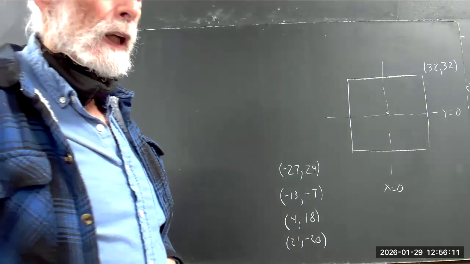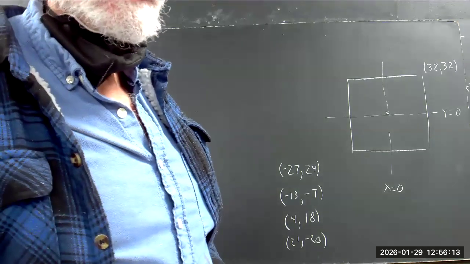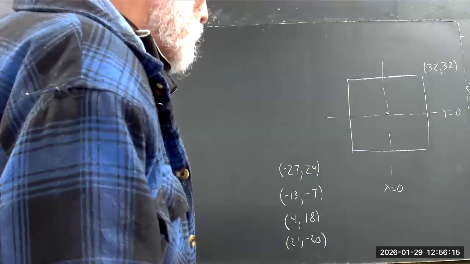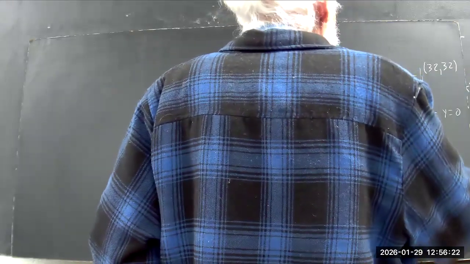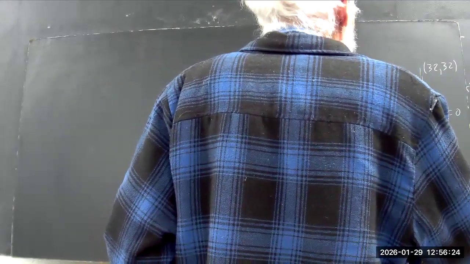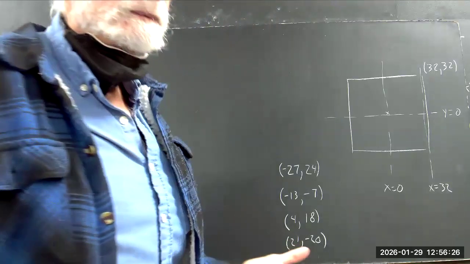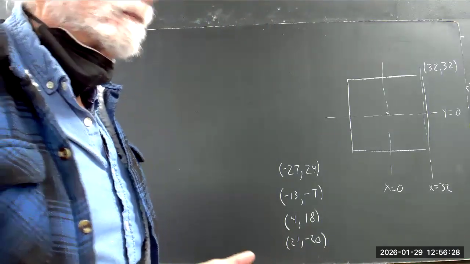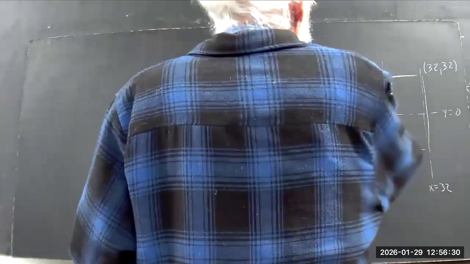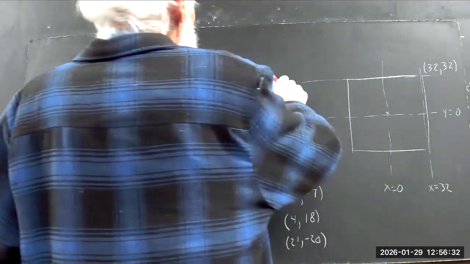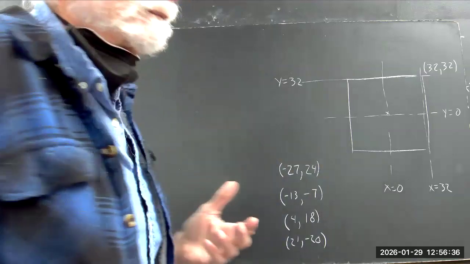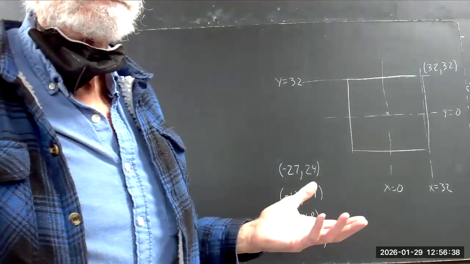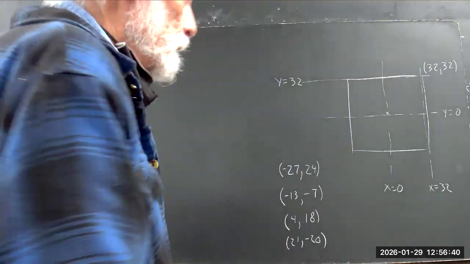Okay. How are you going to locate those points? Well, first of all, this point's 32, 32. So this line is x equals 32, isn't it? And this line is y equals 32. Makes sense? Everybody understands that?